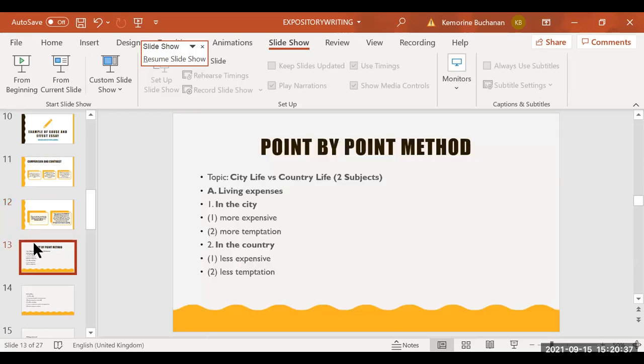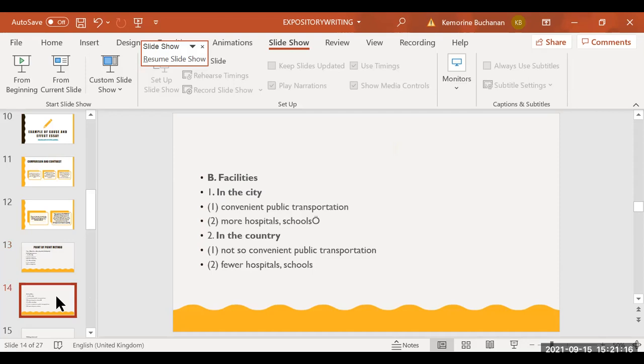So when we're using the point-by-point method, where we have two subjects, say, for example, we're looking at city life versus country life. We can say, all right, in the city, it is more expensive. You have more temptation. In the country, it is less expensive. It has less temptation, and temptation meaning clubs and attractions that may not be present in the rural area. All of those are present in the urbanized areas or in the city. So point by point, in the city, this is what happens. In the country, that is what happens, right?